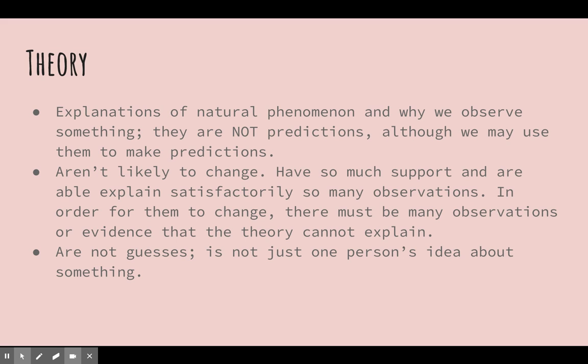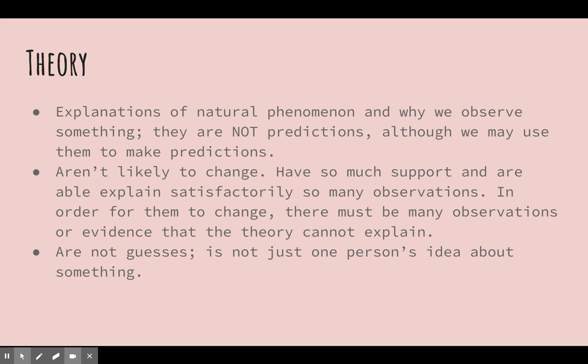Theories are not likely to change because they have so much support and they're able to explain satisfactorily so many observations. So your prediction, right, that's just something that you're making. Whereas a theory, it's not been proven to be a law or a fact, but it has so much support that it's pretty close. In order for them to change, so it's not that they will never change, it's just that they aren't likely to. In order for them to change, there must be many observations or evidence that the theory cannot explain. So there needs to be some type of evidence there that is refuting what the theory is saying.